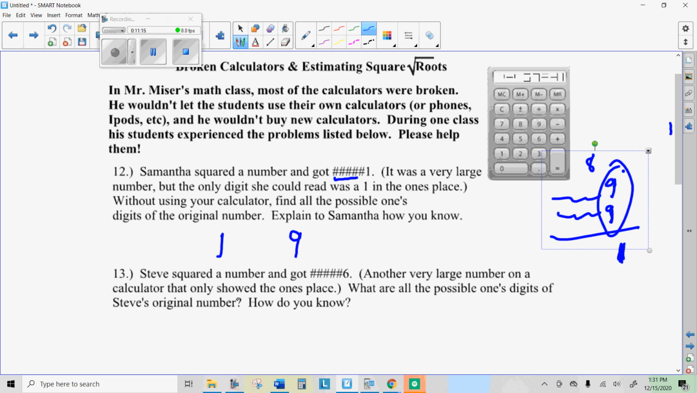Okay. Now Steve squared a number, and he ended up with a 6 at the end. Another very large number on the calculator showed only the ones place. What are the possible ones digits of Steve's number? See if you can figure that out.